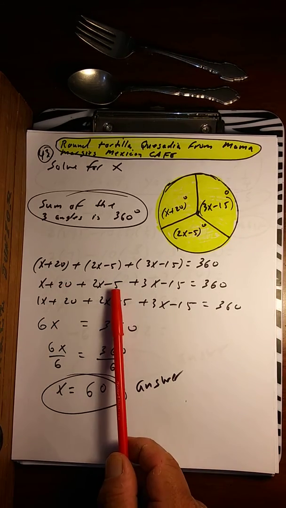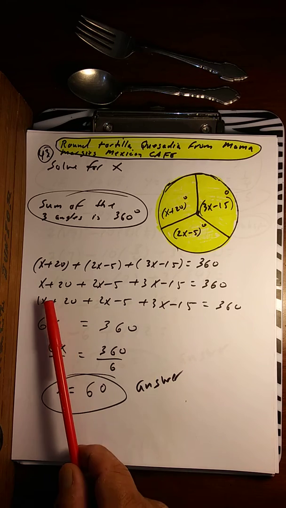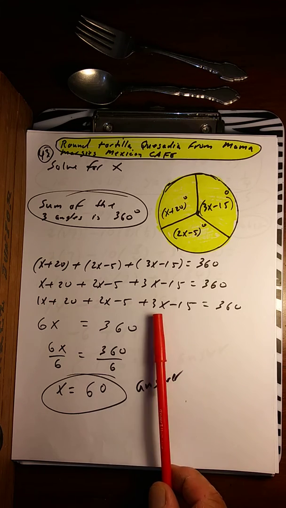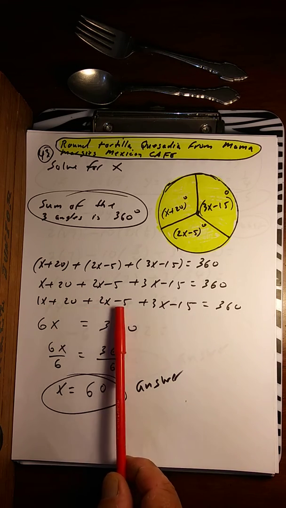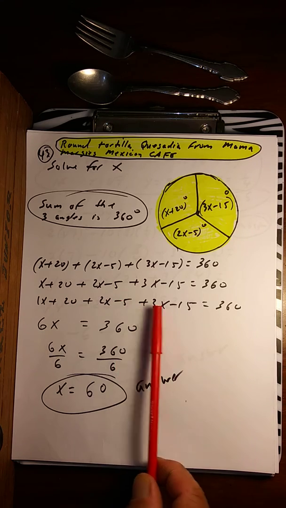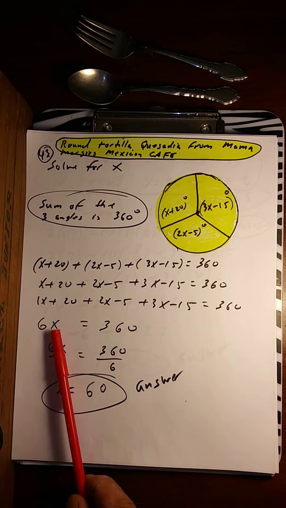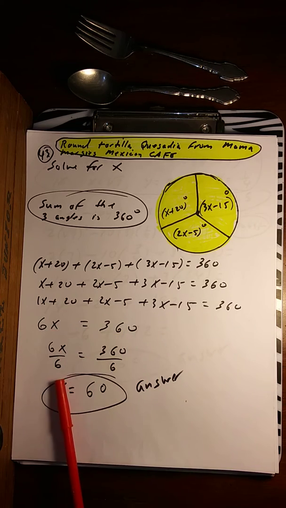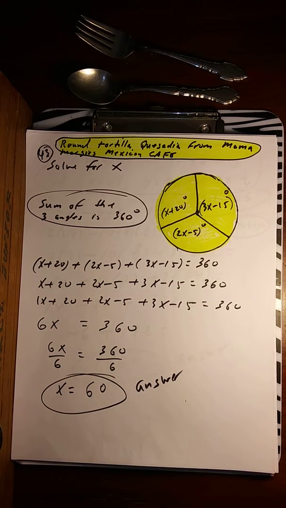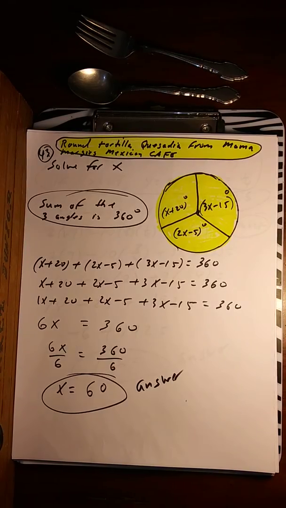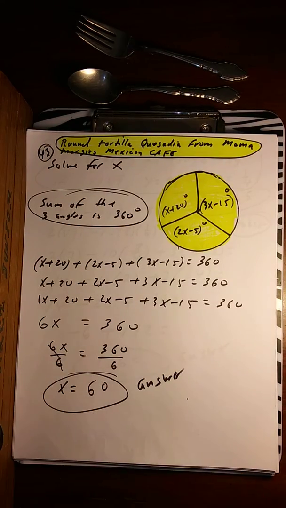We have 20 minus 5, 1x, 20, 2x minus 5, 3x minus 15. Now positive 15 minus 15, that's gone. 1x and 2x is 3x, and 3 more is 6x. So 6x equals 360. Divide by 6, divide by 6. When we divide by 6 on both sides, these are gone. So what's left over is x is 60. So x is 60 for those for it to work.